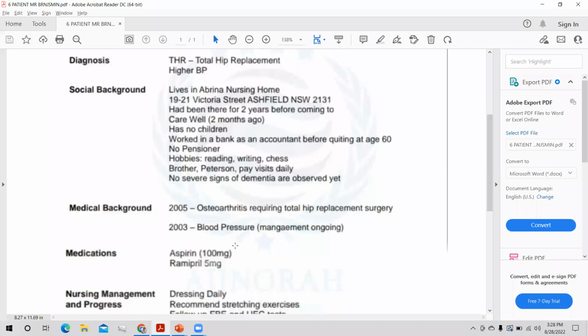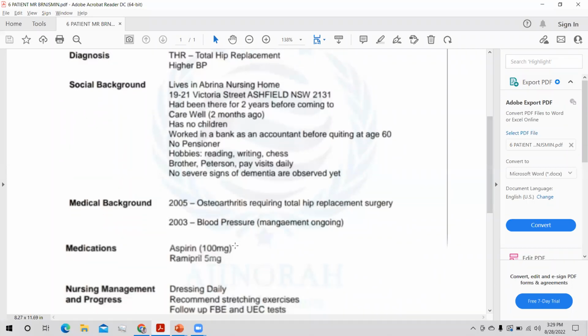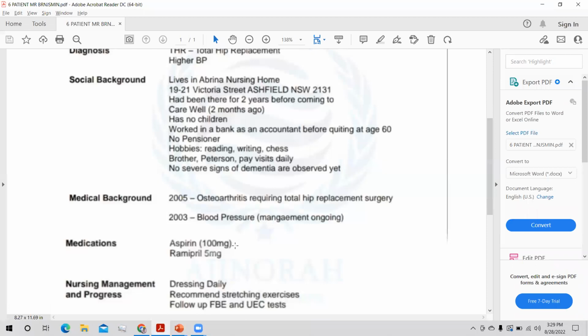Okay, and we can check the medical background, like in 2005 osteoarthritis was there, and from 2003, I mean, there is no need to write about the 2005 case, right? It happened 4 years back.